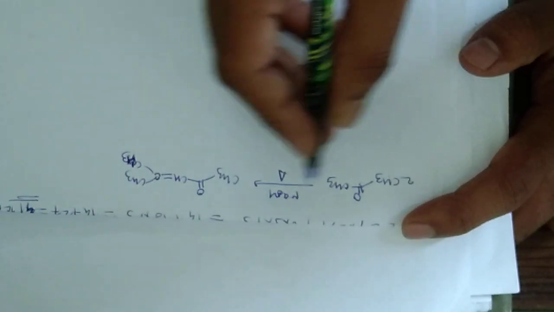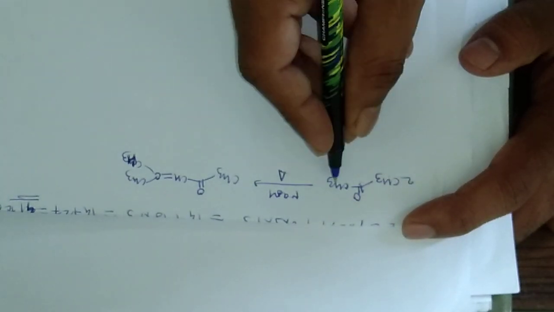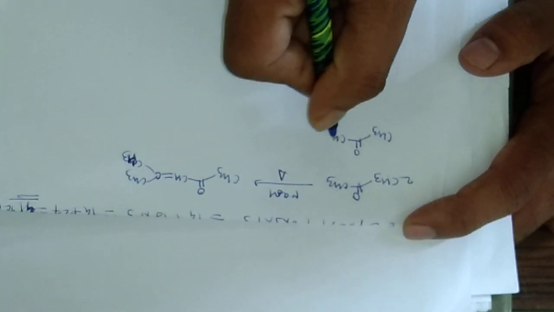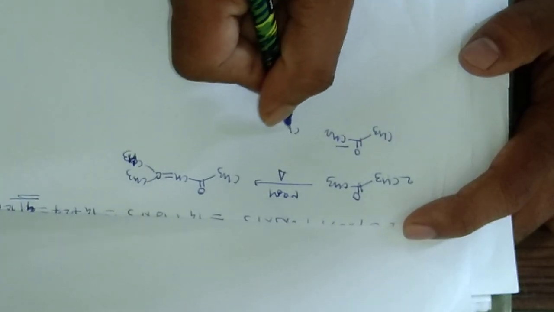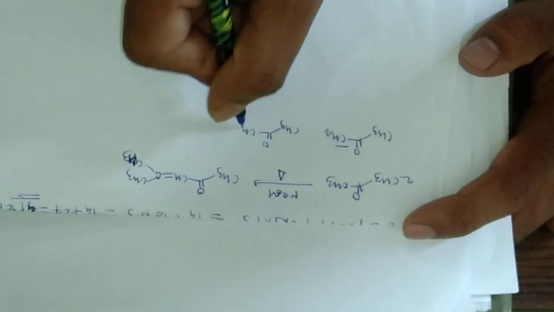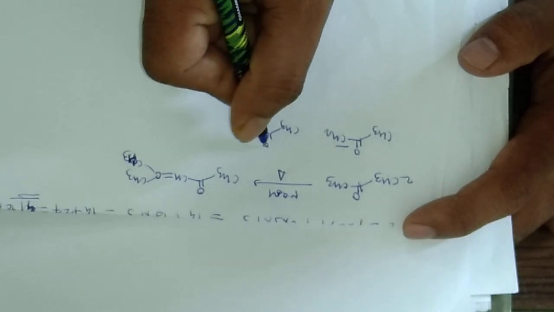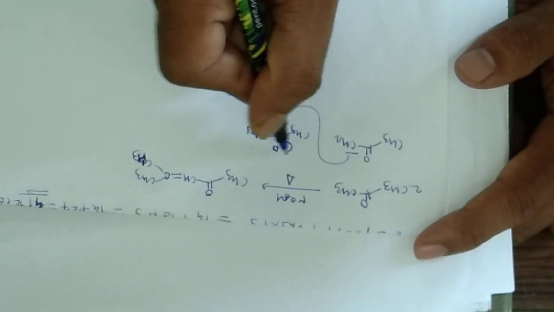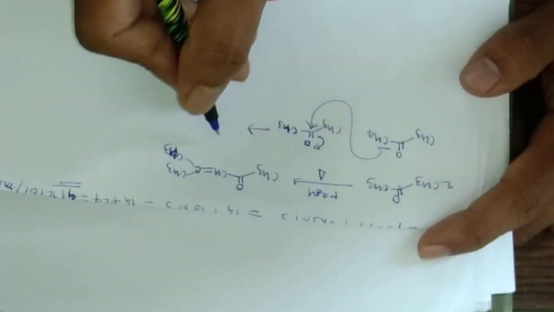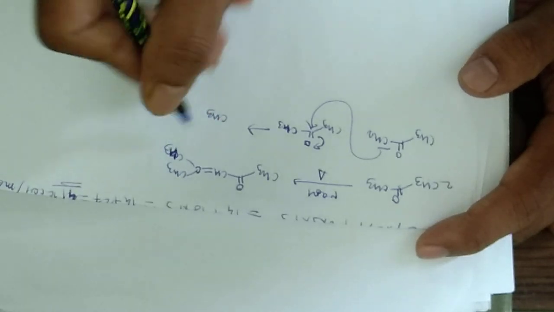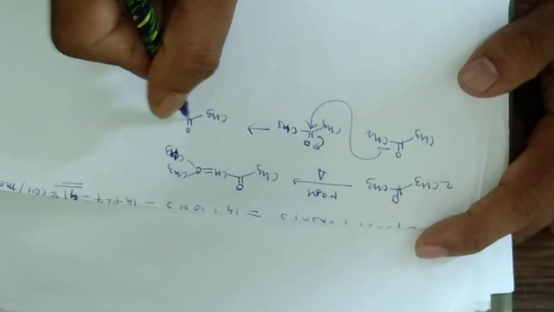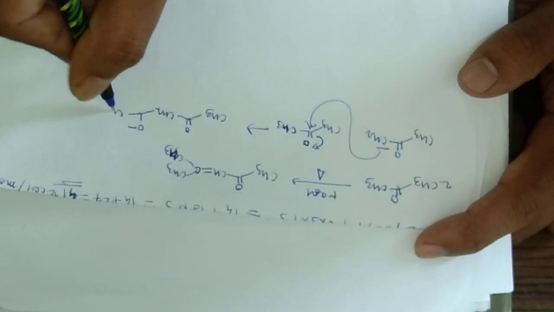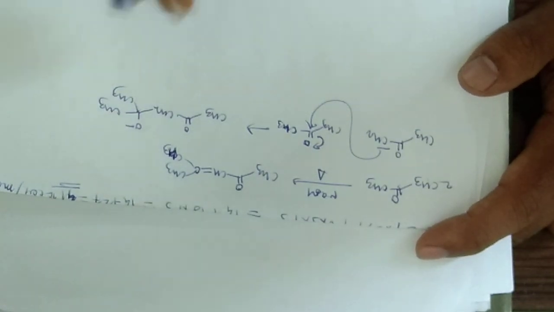The mechanism is: OH minus will take a proton from this alpha hydrogen atom. So what will be formed? CH3-C(=O)-CH2 minus. Another acetone molecule is there. It has an electron-deficient carbonyl carbon. This will attack that carbonyl carbon, and this bond will open. So what will happen? CH3-C(=O)-CH2-C-O minus, with CH3 and here one CH3.